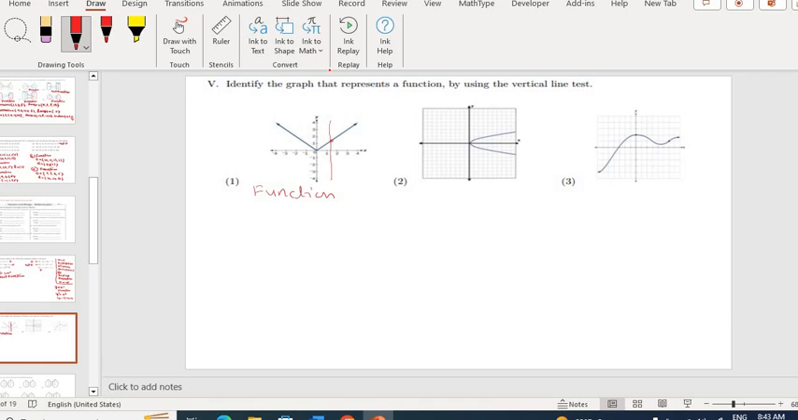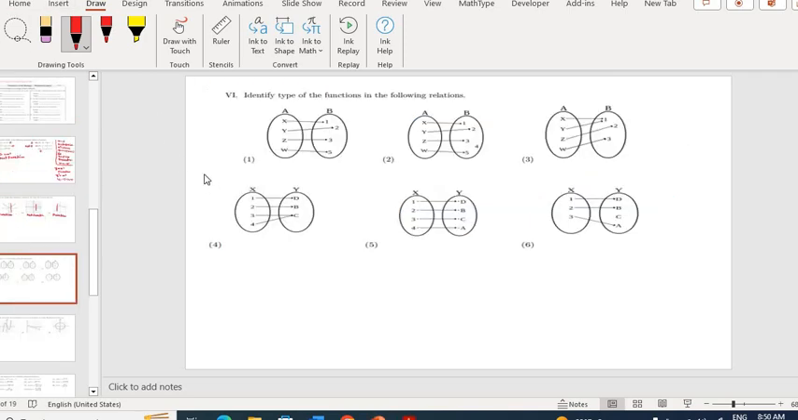Graph number 2, when I draw a vertical line, it is crossing here and here, that means 2 points. So graph number 2 is not a function. Graph number 3 is also a function, because when you draw a vertical line, it crosses only one point. So this is the answer of question number 5, which is given in your handout. Now question number 6 part.